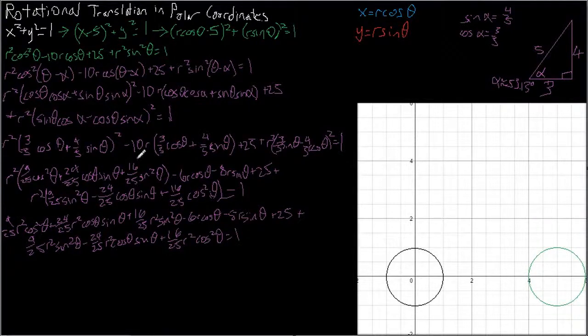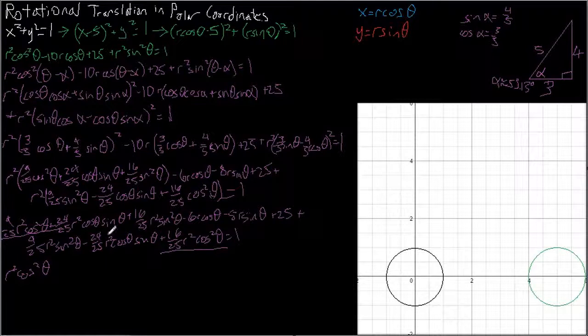So I see a 9/25 r squared cosine squared theta. Down here, there's also a 16 over 25 r squared cosine squared theta. Those add up to 25 over 25, or just 1 r squared cosine squared theta. This is when it starts to go from worse to better, I guess.